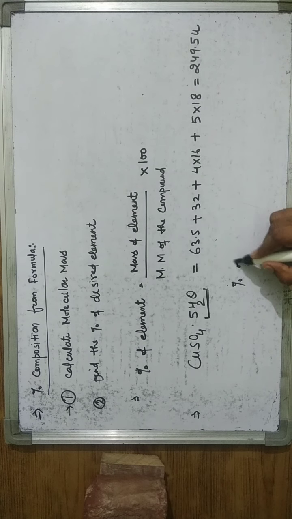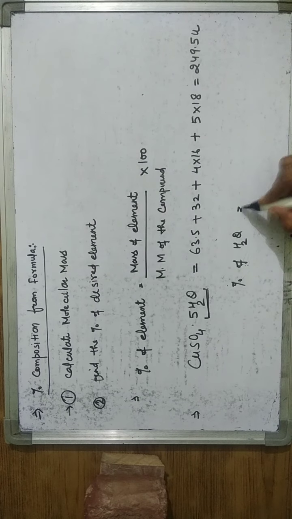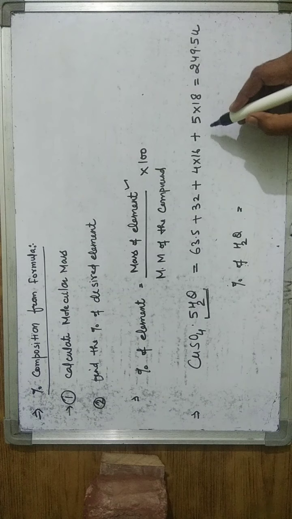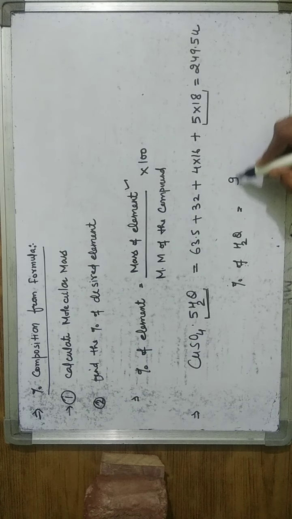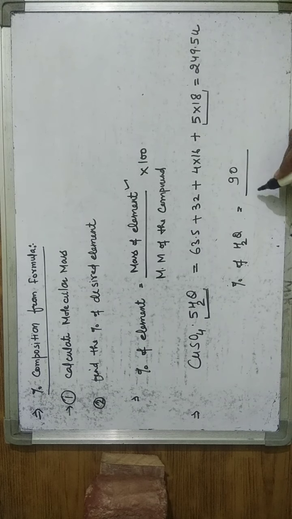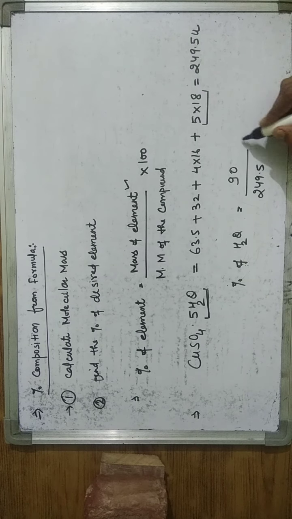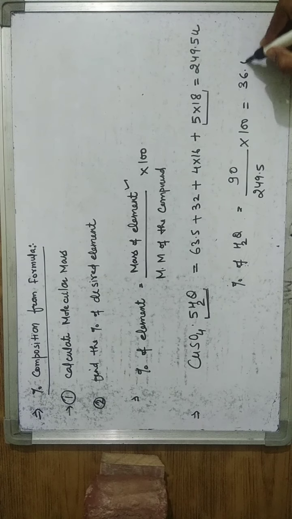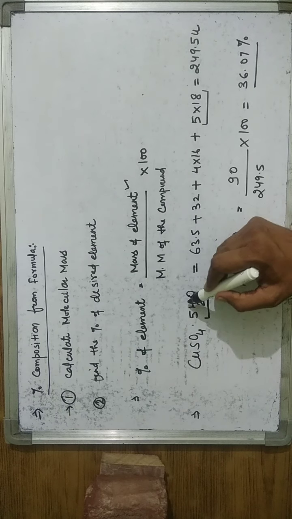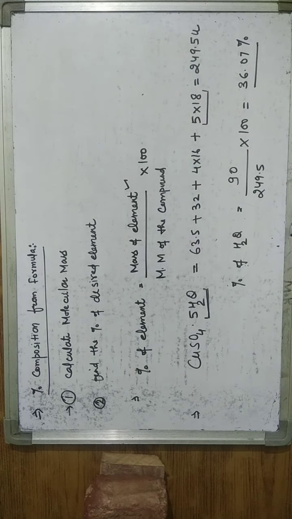So percentage of water is equal to the mass of the element or molecule that we want to calculate here. 18 fives are 90. This is the mass of water present in this formula. Now the molecular mass is 249.5 and multiplied with 100. Now we calculate this and find out 36.07%. This is the percentage of water present in copper sulfate. In this way we can use this formula, and I give you some practice questions.